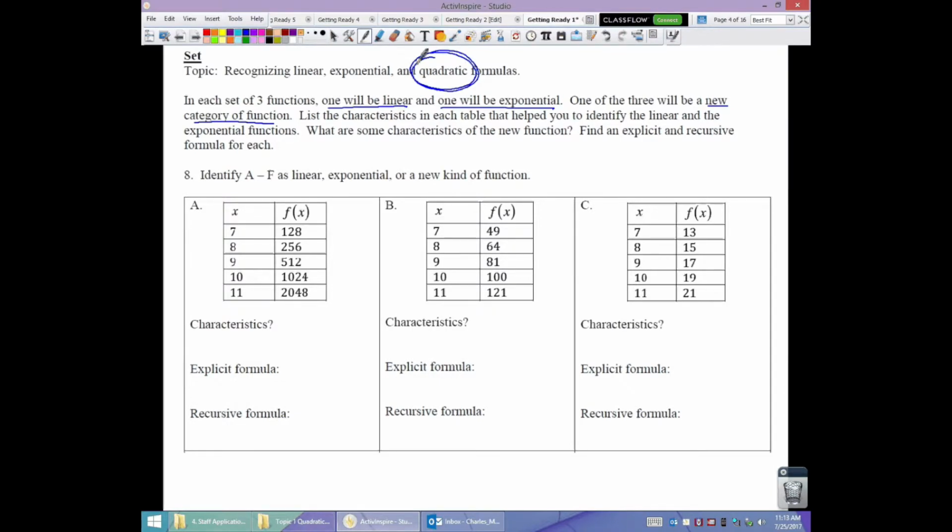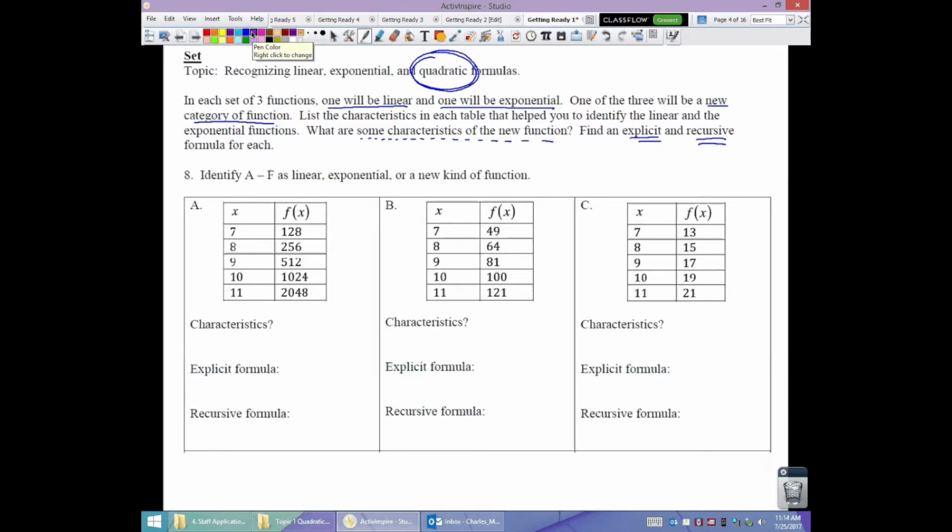So what we're doing is we're looking for what are some of the characteristics that we notice with these quadratic ones. And we can try to make explicit and recursive formulas for the new one, even though you don't really have a method identified in your head. So let's go through and first, with A, B, and C here, find which one's linear and which one's exponential. Those are the two that are most familiar to us.